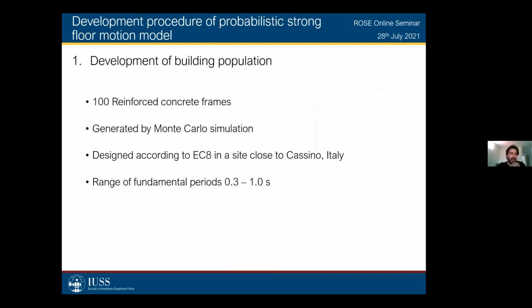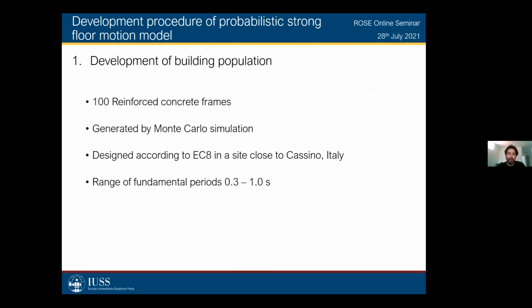So in the first phase, that is the development of the building population, basically 100 reinforced concrete frame population was considered, mainly because this type of structure archetype is very used in Europe in urban regions, especially for housing units, and it has been documented thoroughly in exposure investigations. And basically, this population was generated by means of Monte Carlo simulation.